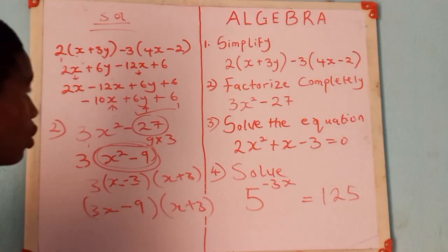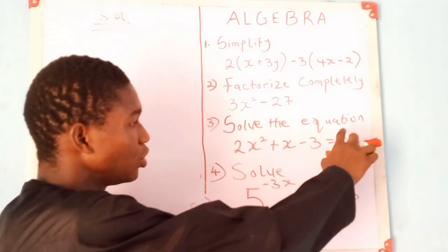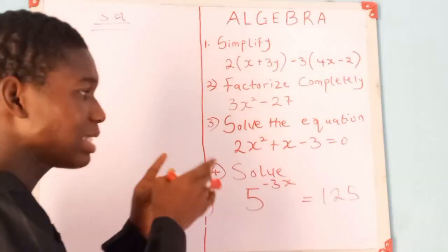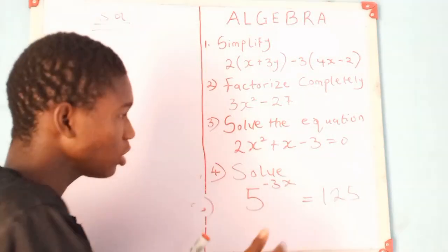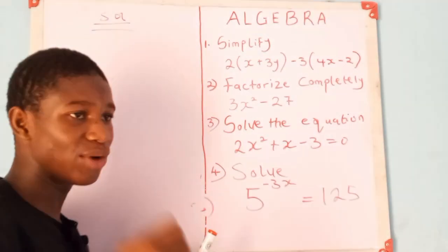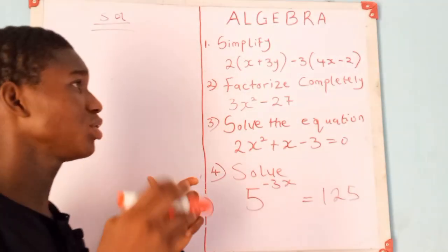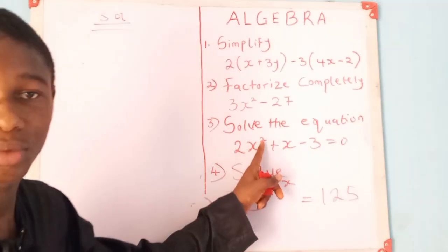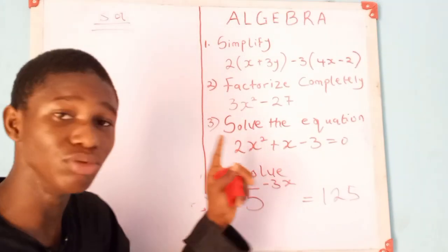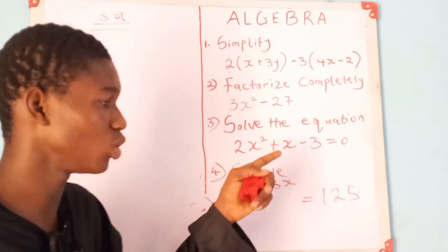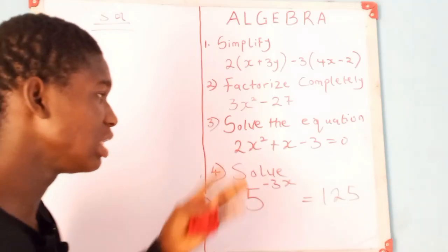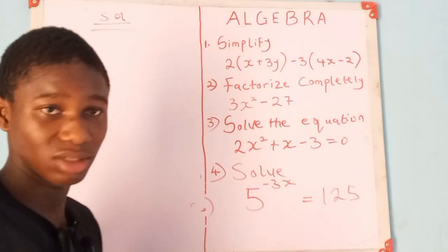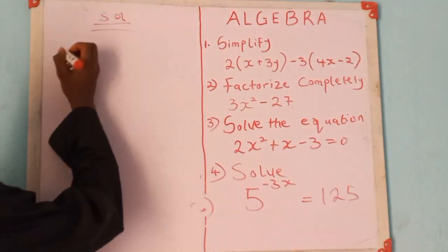So now let's talk about the third one. Solve the equation 2x squared plus x minus 3 is equal to 0. Now, what kind of equation is this? A quadratic equation. A quadratic equation is an equation where the highest power is 2. Since the highest power of this variable is 2, this is a quadratic equation. And what they're telling us to solve here is to factorize this.